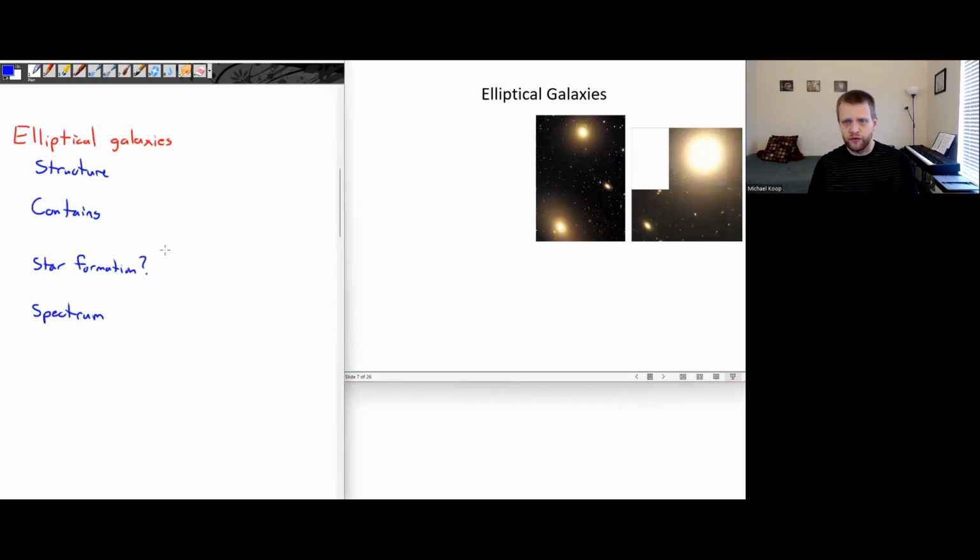So let's switch over to these elliptical galaxies. In terms of their structure, well, they have a bulge in the middle, they have a halo around the outside, but they don't have a disk. So their structure is a bulge and a halo, but no disk.